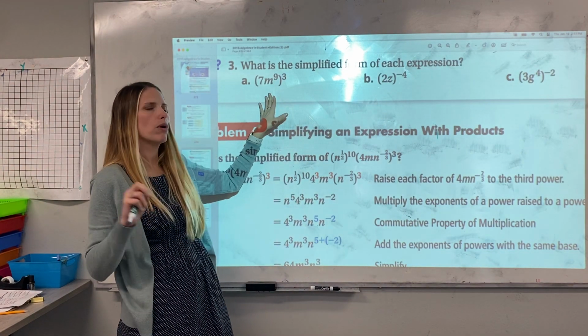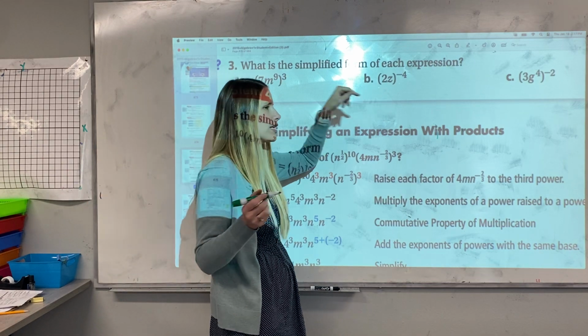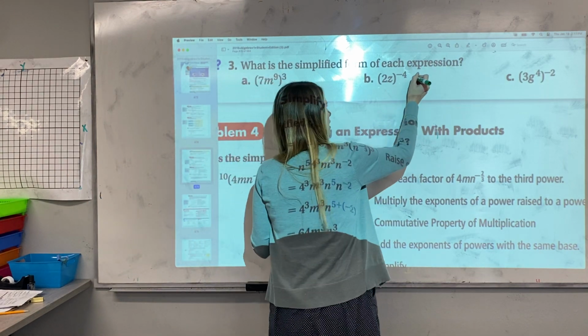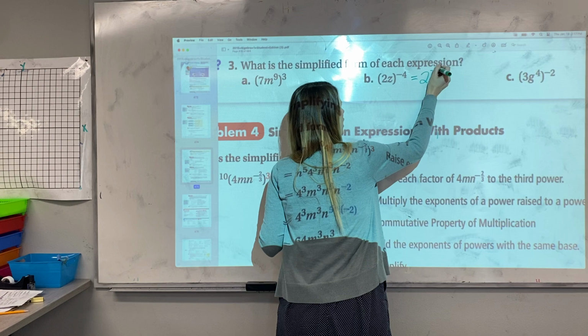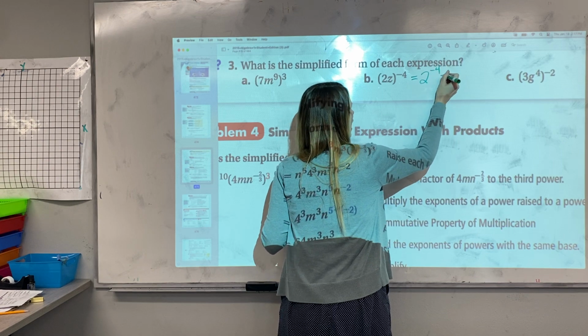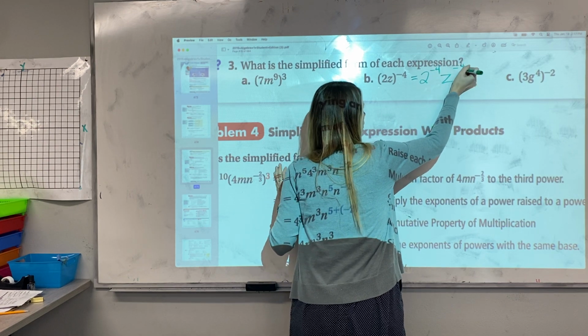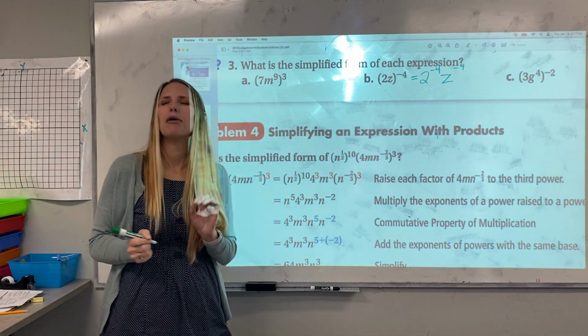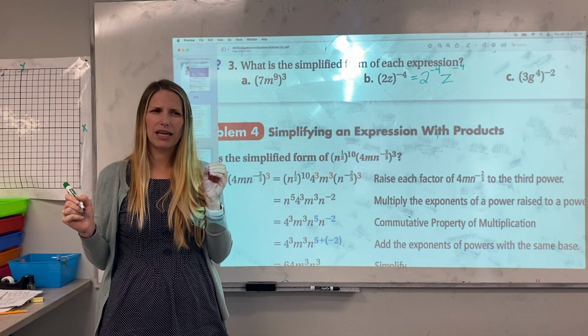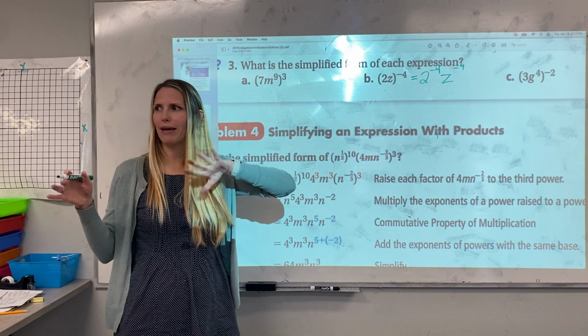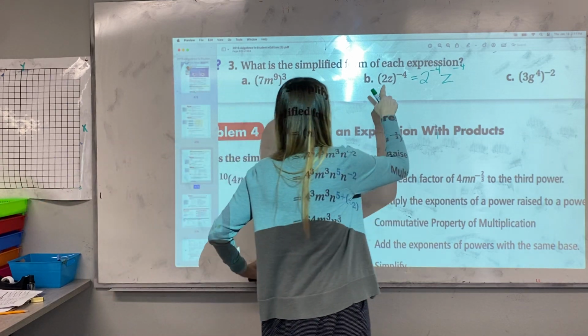This one is like the one we just did. But this one is like, doesn't this mean 2 to the negative 4th power times z to the negative 4th power? Yes, it does. But it's going to get really complicated when you have so many negative exponents. So just keep it together.